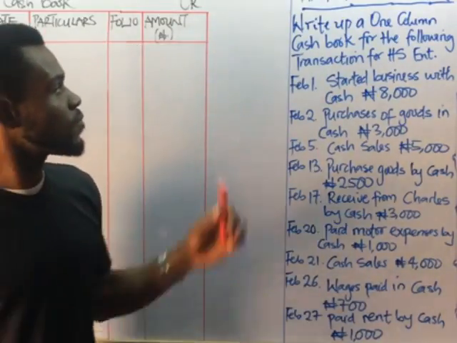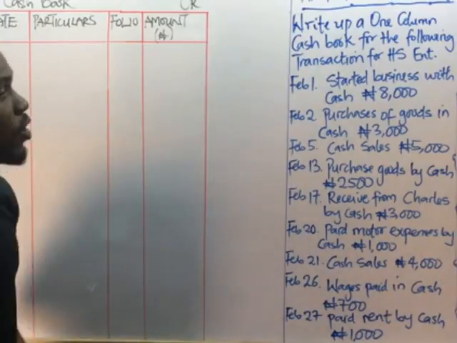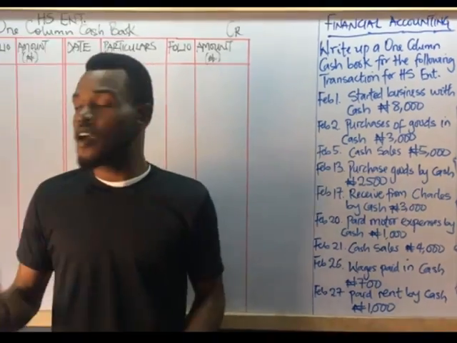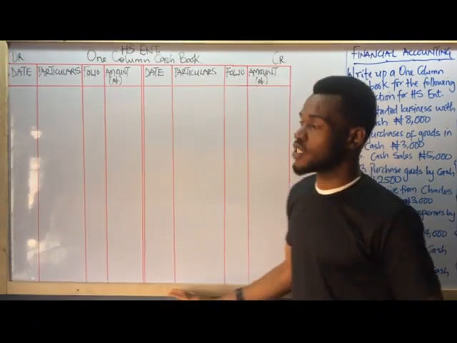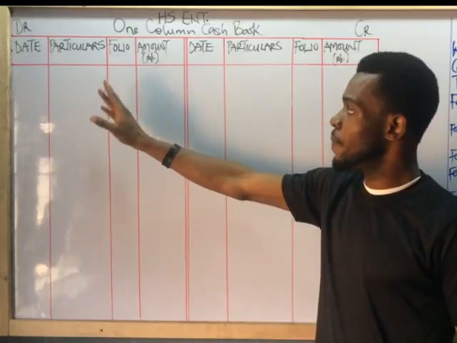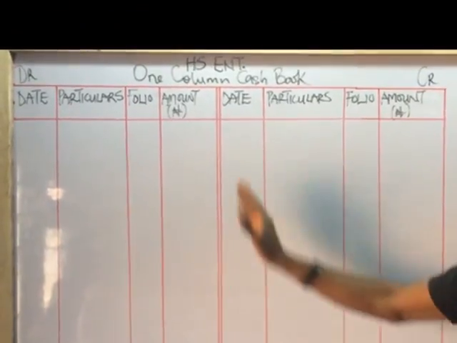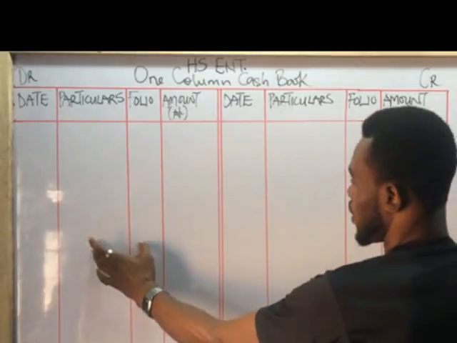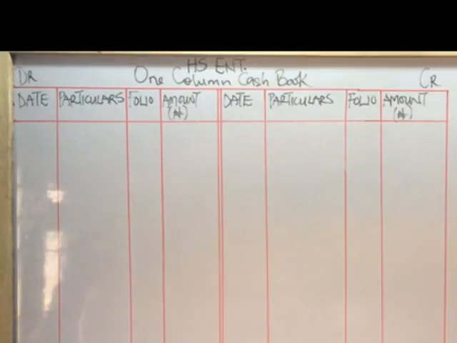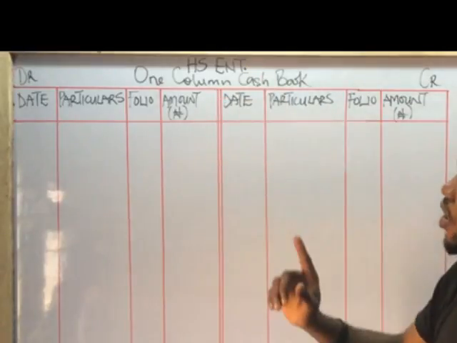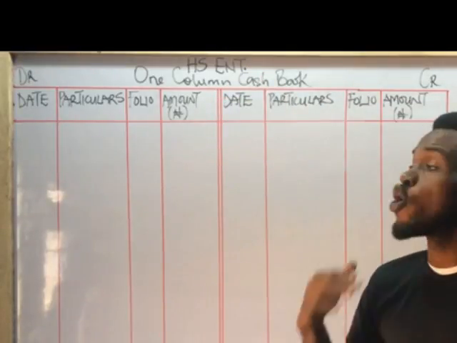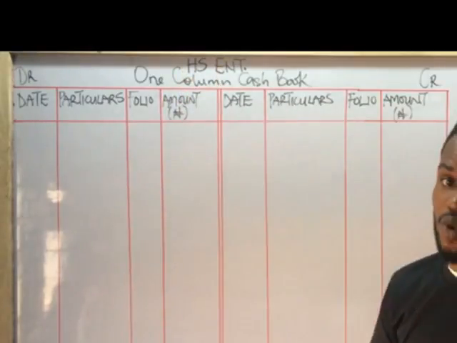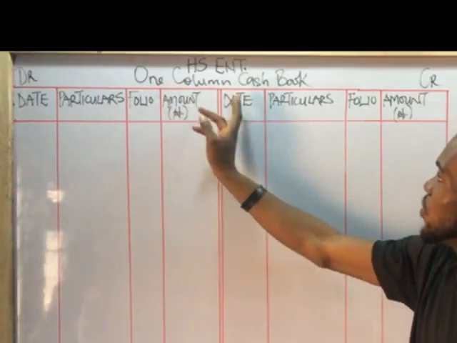So let's proceed. We have a question here to write up a one column cash book for the following transactions of HS Enterprise. Remember, you need to know how to draw your table. First of all, we have the date, particulars, folio, and amount. This is the debit side. Here is the credit side. The same thing we have here is repeated here. Now, always remember to title your account. It is very important. Your score begins from there. You title it HS Enterprise, as we have from the question, then one column cash book.